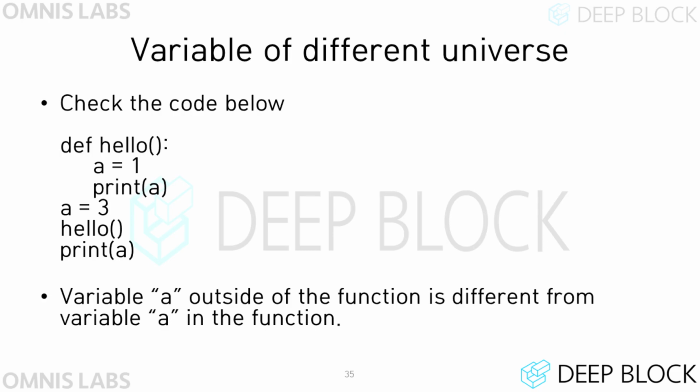And when the function is terminated, the variable A in this function disappears, and only the variable A outside of the function remains. So when we print variable A later, the variable A outside the function is same as before calling the function, so 3 is printed and the program ends.